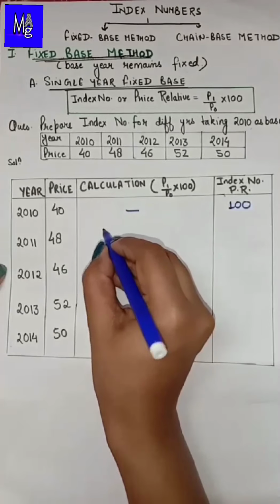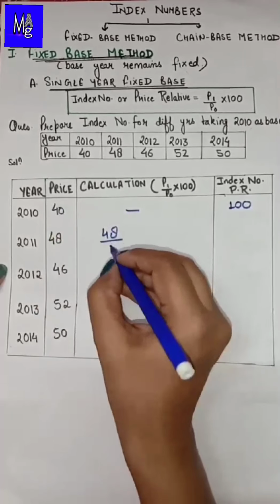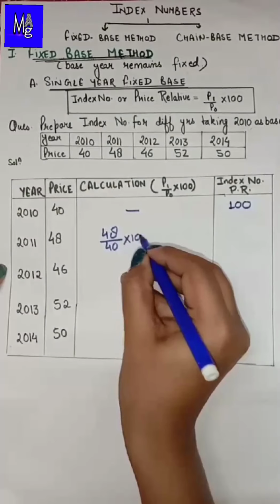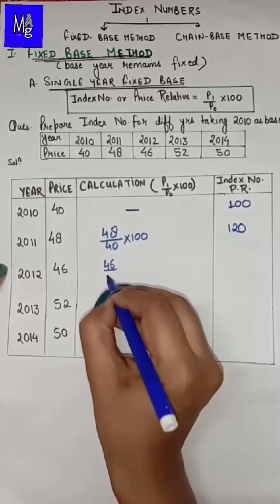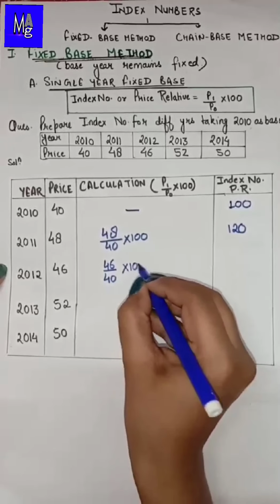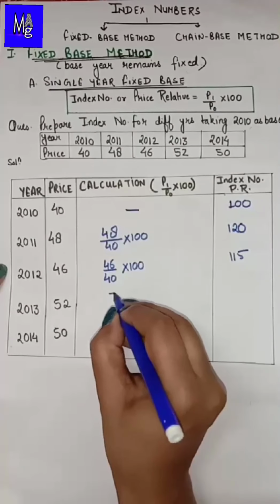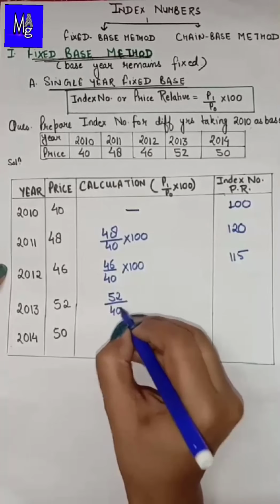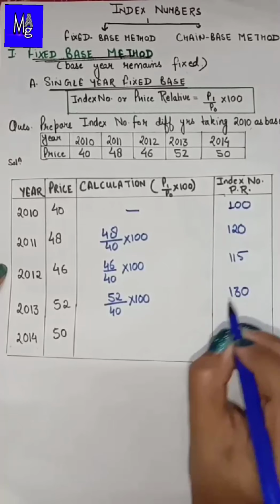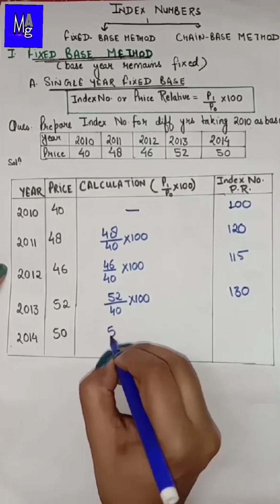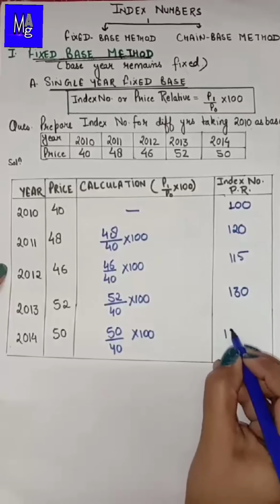So next is 48, and this is our base year, that is 40 into 100. So this will be 120. Next 46 upon base year into 100, this will be 115. Next is 52 upon base year into 100, this will be 130. Next is 50 upon 40 into 100, this is 125.